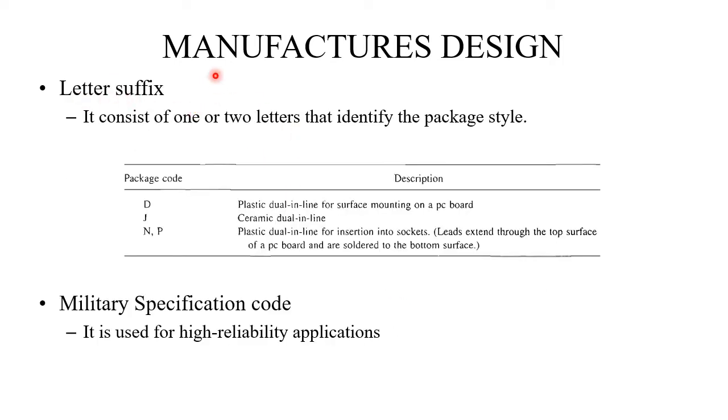The letter suffix is the third part of a part identification number. It identifies the packaging style. Mostly we'll be using the dual inline package. If the code is D, then it is plastic dual inline for surface mounting on a PC board. If the code has J, then it is ceramic dual inline packaging. If it has N or P, then it is plastic dual inline for insertion into sockets. So this is how we can identify the style of the package.